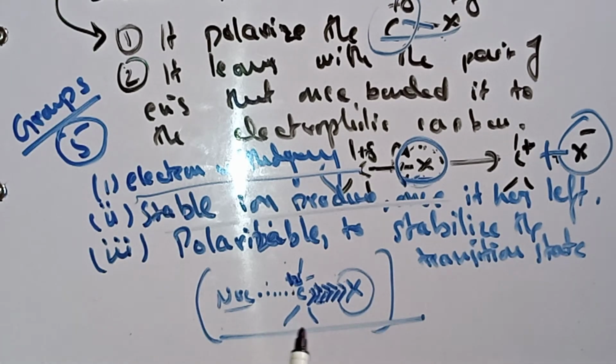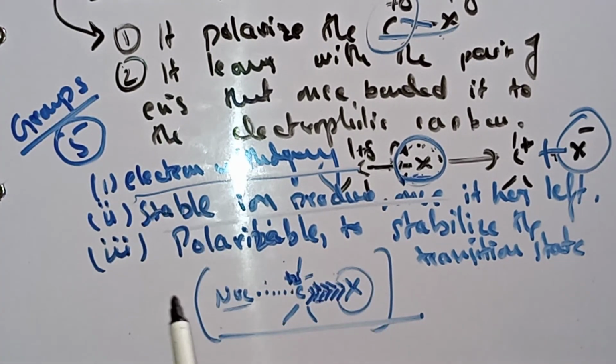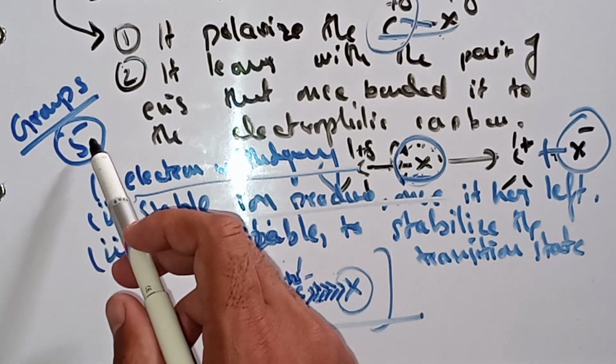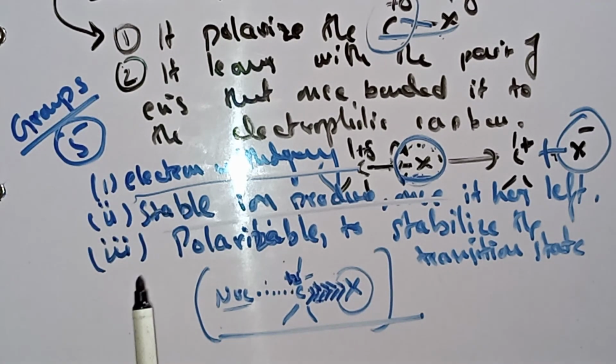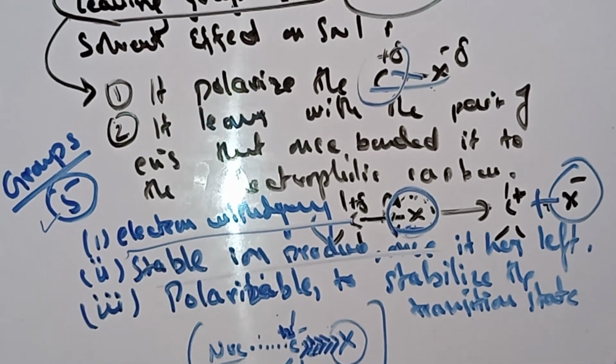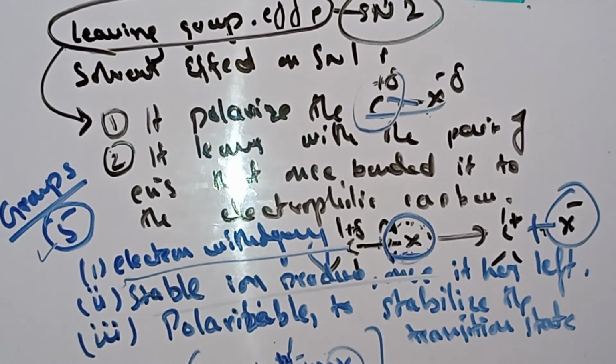Also, a leaving group will be a good leaving group when it has high polarization to stabilize the transition state. I already explained these 3 points in great detail in lecture number 5. You can search on YouTube; a link to lecture number 5 is in the description box. The effect of the leaving group in the Sn1 reaction and the Sn2 reaction is the same, so you can watch lecture number 5 from there.